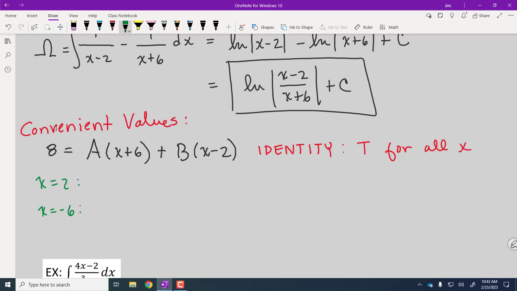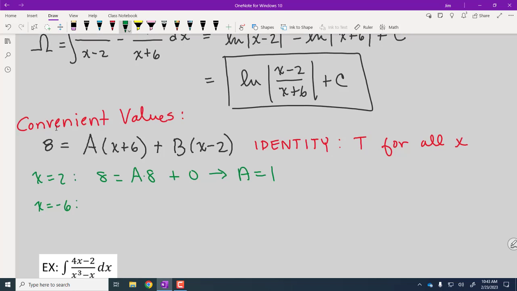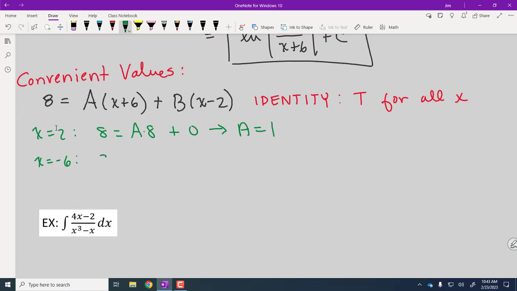All right, well, if this is an identity, it's true for all x, we're just going to pick x equals 2. When we pick x equals 2, we end up with a times 8 plus 0. Divide by 8, we get a is 1. Very fast. When we plug in x equals -6, we're going to get 0 plus -8 times b. Divide by -8, and we get that b is equal to -1.